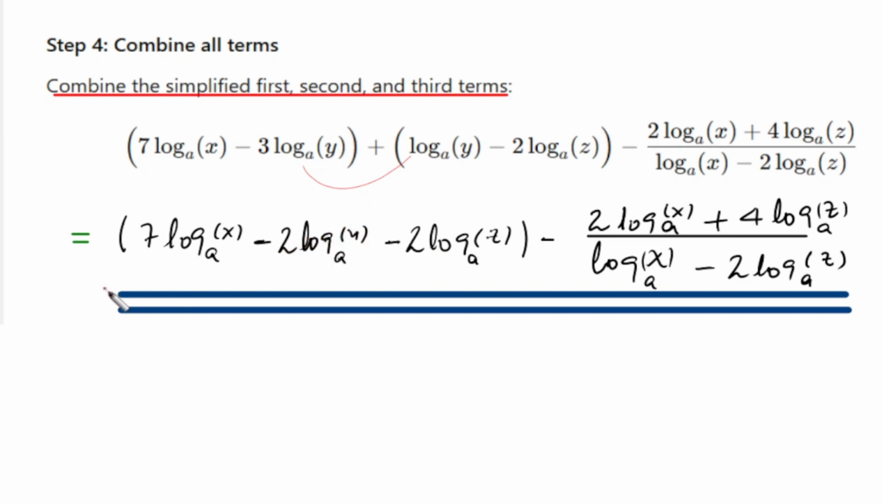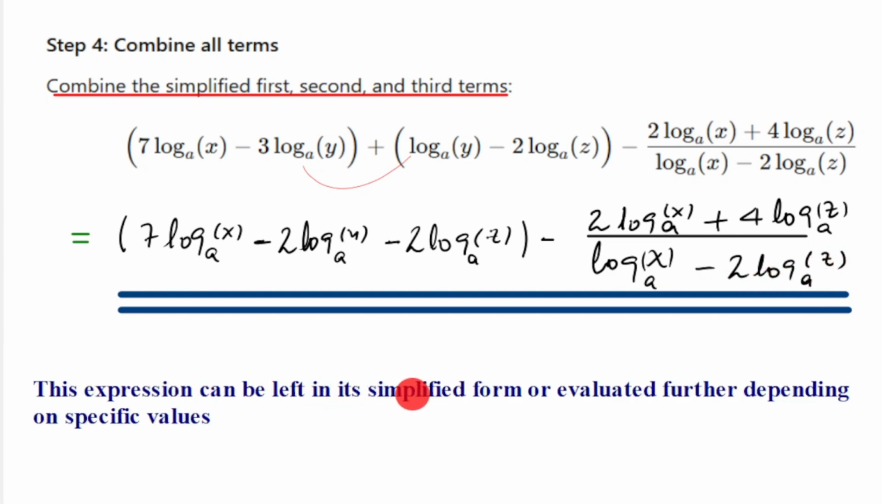So the final answer is 7 logarithm of x to base a minus 2 times logarithm of y to the base a minus 2 times logarithm of z to the base a minus 2 times logarithm of x to the base a plus 4 times logarithm of z to the base a over logarithm of x to the base a minus 2 times logarithm of z to the base a. This expression can be left in its simplified form or evaluated further depending on specific values.